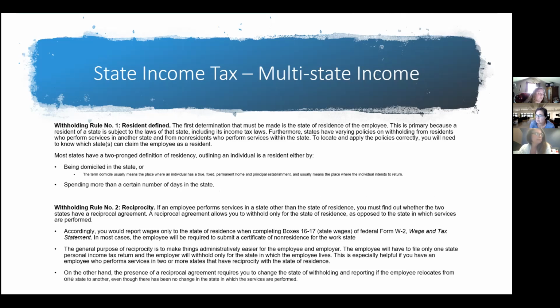So withholding rule number 1, resident defined. The first determination that must be made is the state of residence of the employee. This is primary because a resident is subject to state withholding laws in their state, including its own income tax laws. Furthermore, states have varying policies on withholding from residents who perform services in another state and from non-residents who perform services within the state. So what gets tricky about this is every state has a different rule.